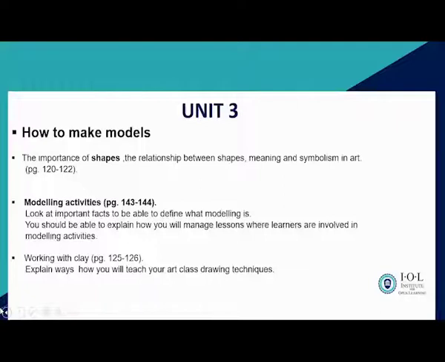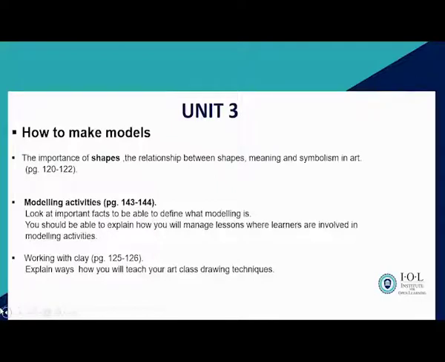Let's look at modeling activities. What are they? When you reach page 143 until page 144 in your module, look at the important facts to be able to define what modeling is. If you go to those pages, everything is clearly set out. You should be able to explain how you will manage lessons where learners are involved in modeling activities.